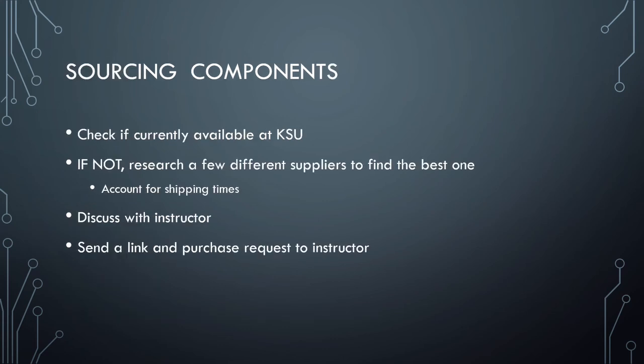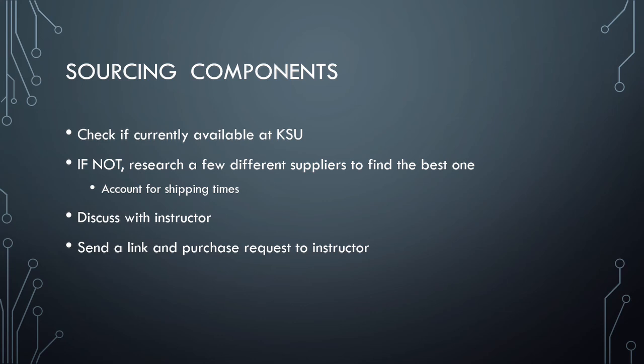I've mentioned sourcing components a couple times in the last lecture or the one before that. I think I outlined all of the existing components that we have at the Kent State campus or at the Tuscarawas campus. There's multiple kits there that have all different types of sensors, so I would certainly start looking at those. Use those for inspiration, check if what you need is in those kits. So that's your first step. Check if what you need is already available. If it's not, look for a couple different suppliers and find the best one.